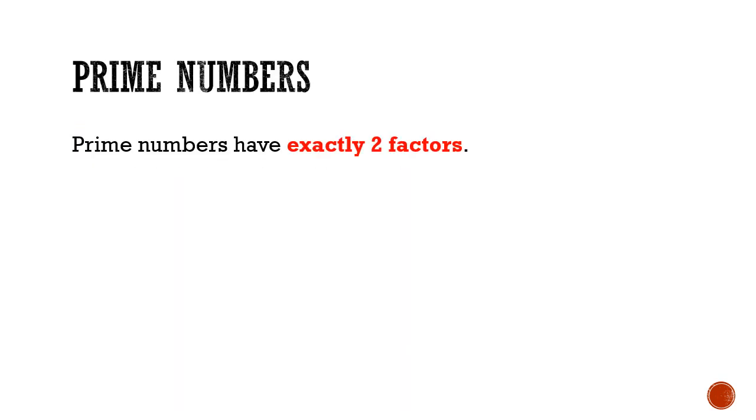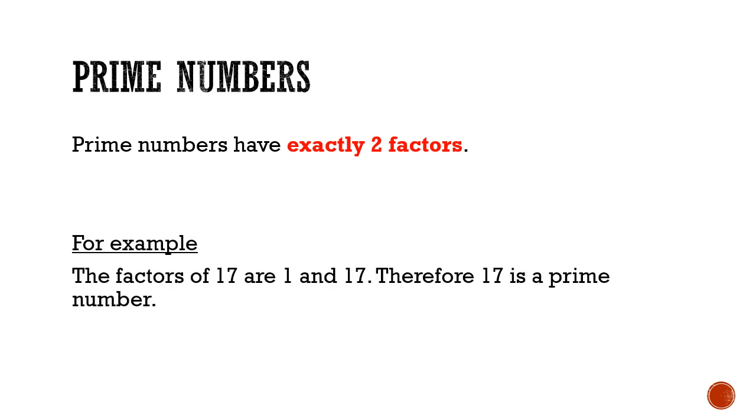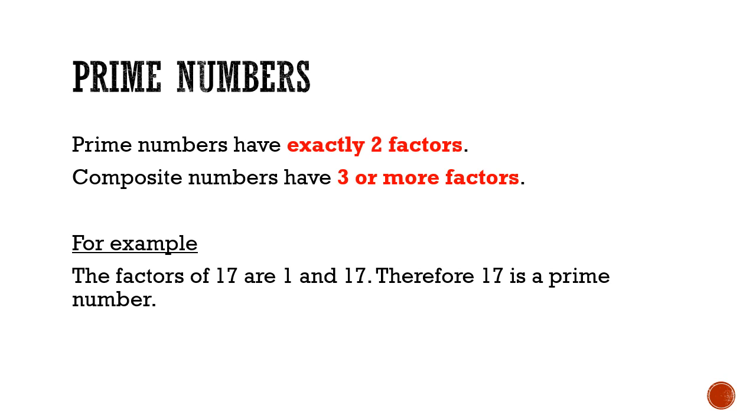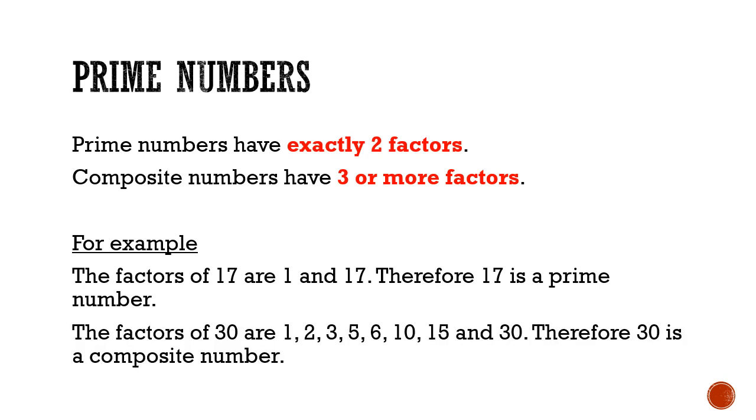This brings us to prime numbers. Prime numbers are numbers that have exactly 2 factors, 1 and itself. In the earlier example, the factors of 17 were 1 and 17. Therefore, 17 is a prime number. On the other hand, numbers with 3 or more factors are known as composite numbers. In the example of 30, 30 has 8 factors, hence 30 is a composite number.